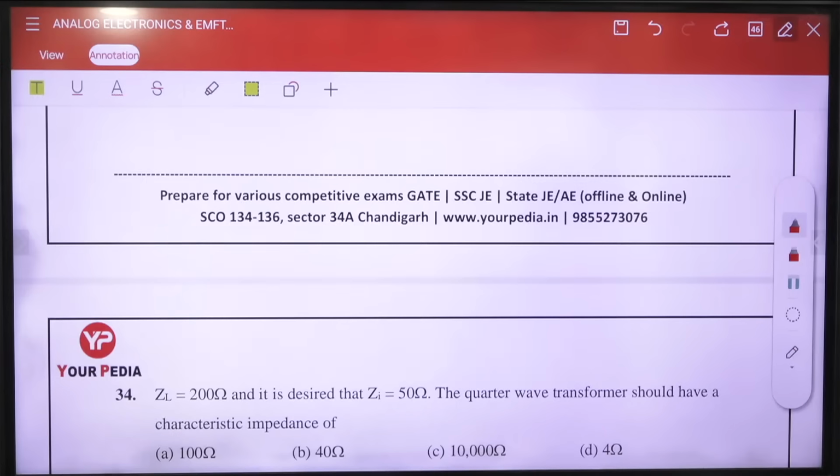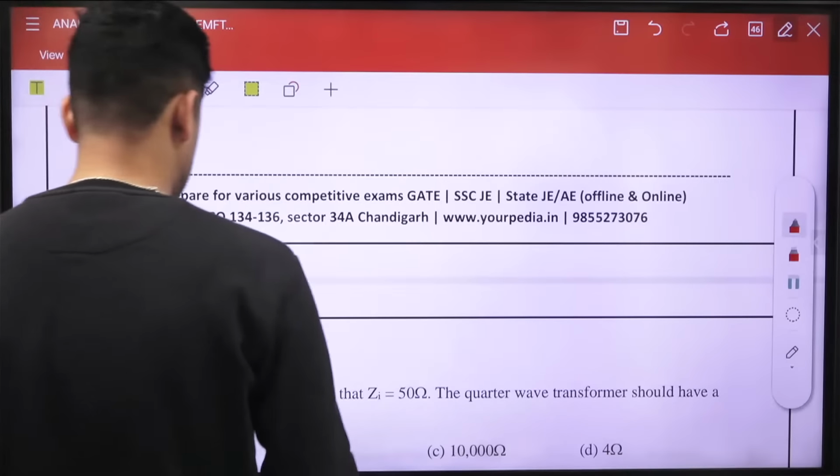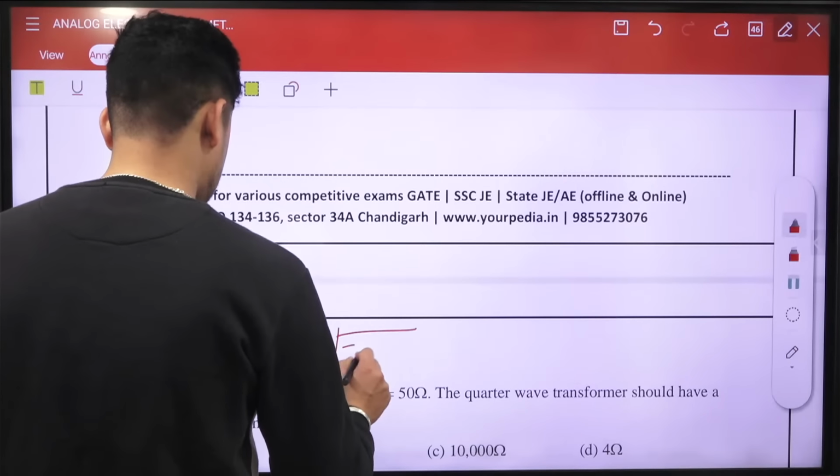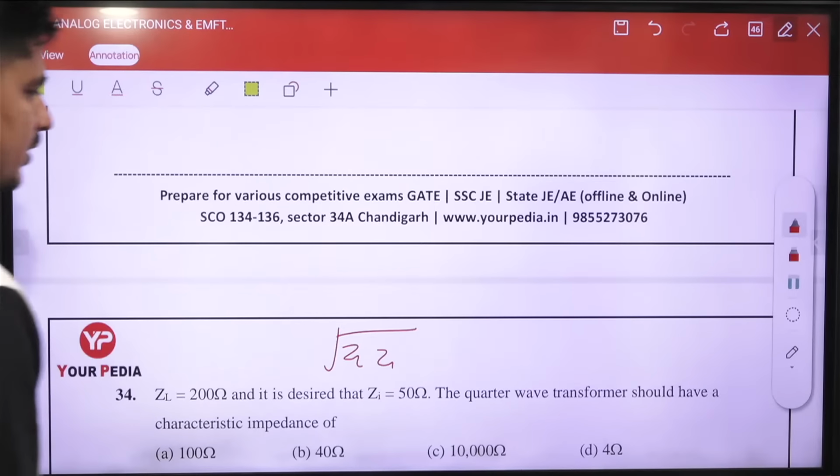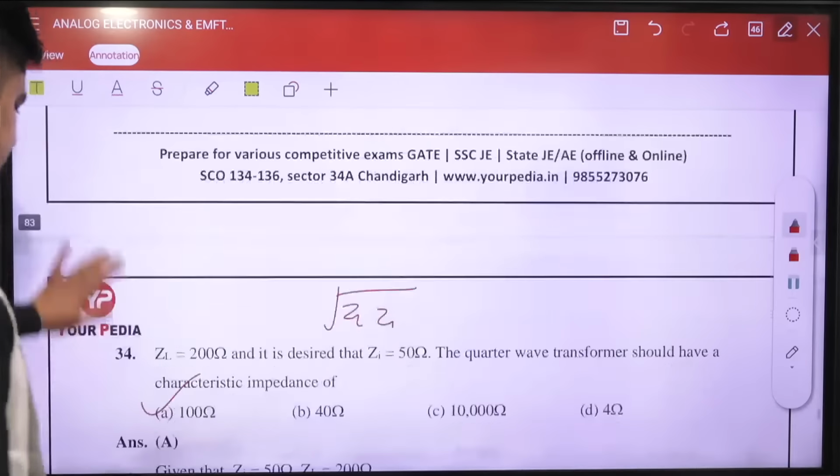ZL is given to you, Zi is given to you, quarter wave characteristic impedance, that is the same type of question. Under root of ZL, Zi, 50 into 200, when you do that one, this will give you the 100.